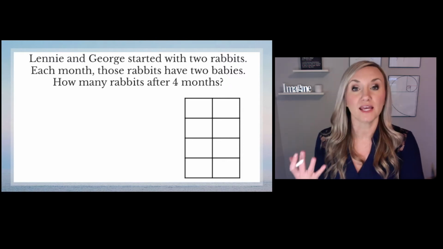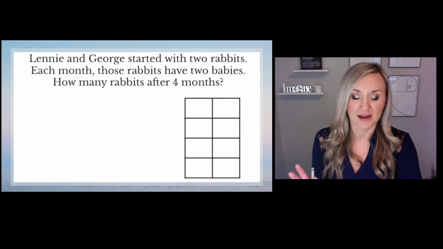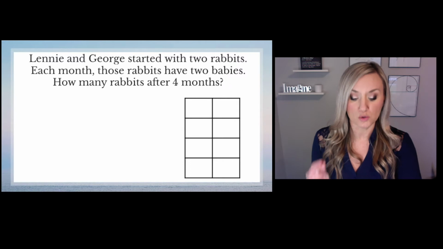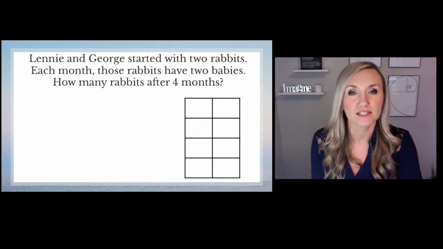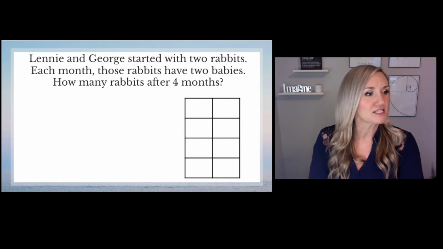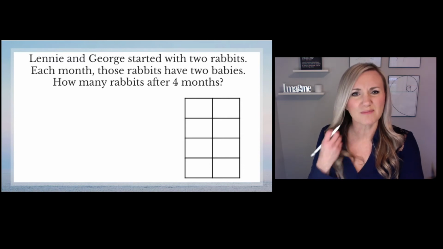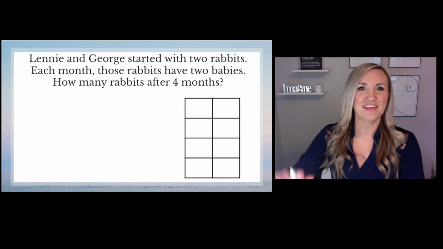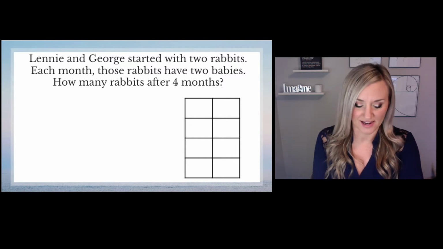Okay, so Lenny and George, you guys remember Of Mice and Men? They started with 2 rabbits. Each month, those rabbits have 2 babies. So the question is, how many rabbits are there going to be after 4 months? Now, have you ever heard the term growing like rabbits, multiplying like rabbits? It's just really, really quickly. And so we're going to see how that plays out.